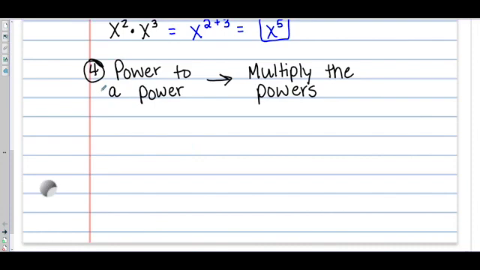For example, 2 to the third power to the fourth power. So you have a power raised to another power. So when you have power to a power, you multiply the powers. So we're going to end up multiplying 3 times 4. You keep your base, and you multiply 3 times 4. So you end up with 2 to the 12th power. Okay.